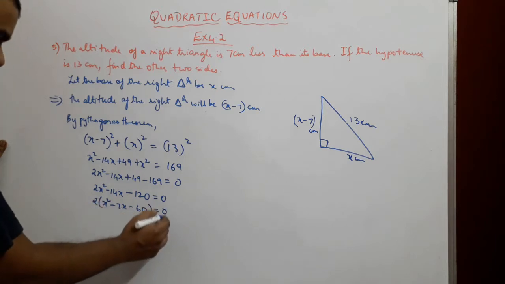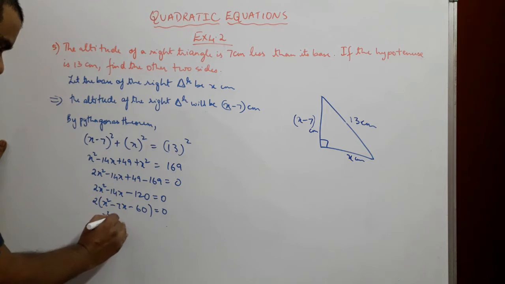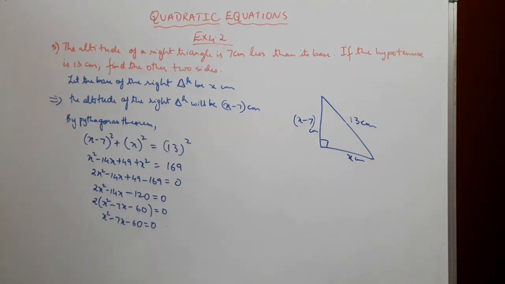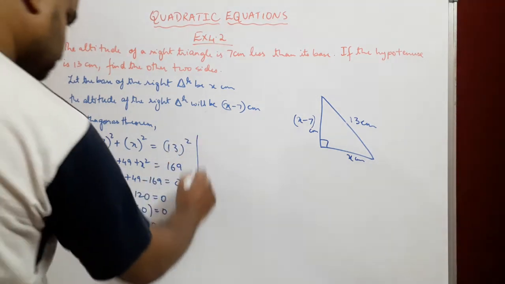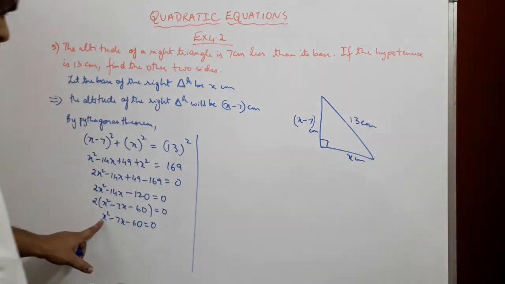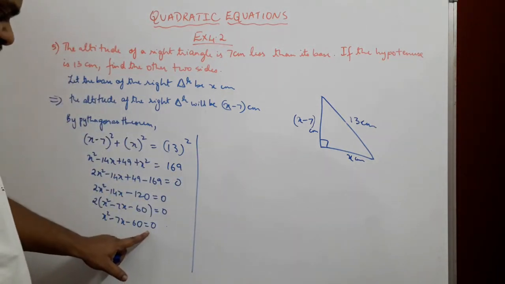On the right side, 0 upon 2 is 0. So we are left with x square minus 7x minus 60 equal to 0. Right? So now if we go to solve this further, this is what we will get: x square minus 7x minus 60 equal to 0.